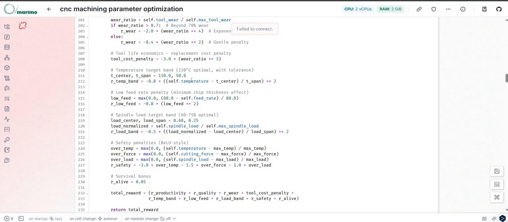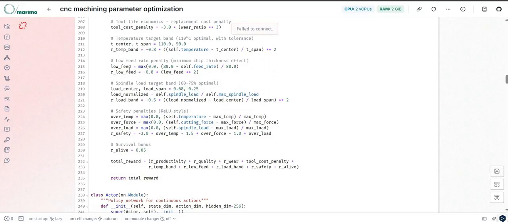The reward is calculated as minus 0.8 times the squared deviation from that center divided by the span, and this encourages the agent to keep the cutting temperature in a reasonable band. Too cold or too hot both give penalties.